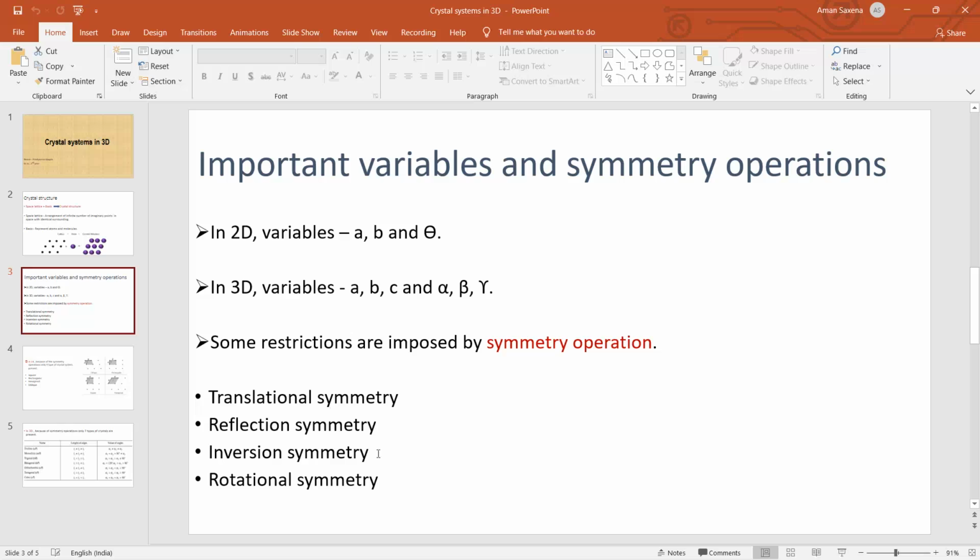If we have an atom at the r vector with respect to the origin, then with inversion symmetry we also find an atom at the minus r vector with respect to the origin. And the third one is the rotation symmetry. To find the rotation we need an axis, so it is a 1D operator. With the help of these four symmetries we restrict our crystal systems in space.